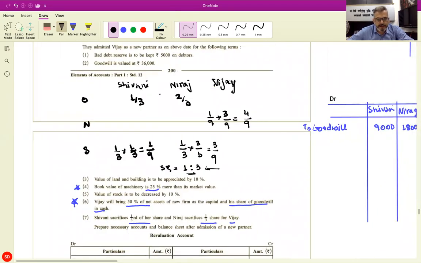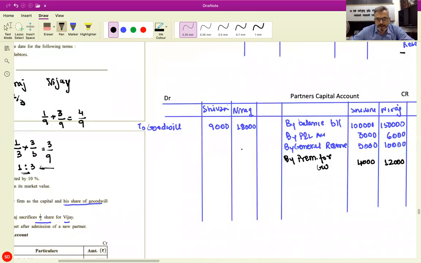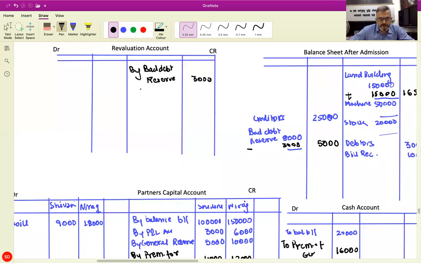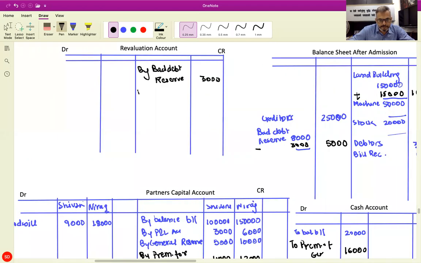Value of land and building is to be appreciated by 10%. So land and building may increase by 10%. So plus 15,000, 1,65,000. Second effect, revaluation account credit side by land and building 15,000.